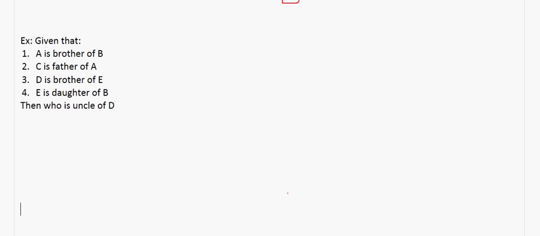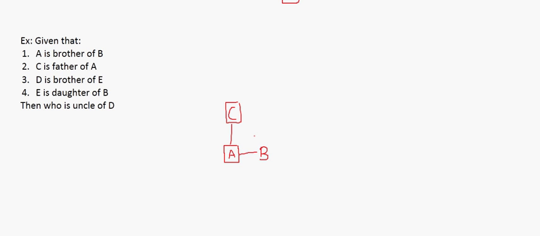Now let's take an example which occurred in CSAT, which says A is brother of B. Construct A and B. A is brother of B does not mean that B is brother of A. So A is male, B we don't know, so B is empty right now. C is father of A. C is father of A means C is father of B as well.